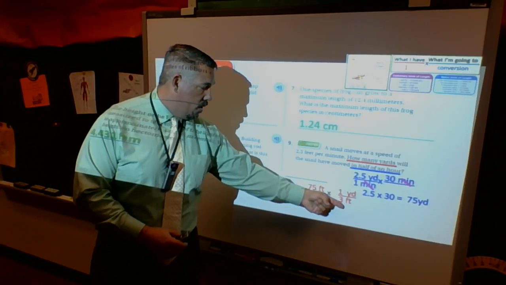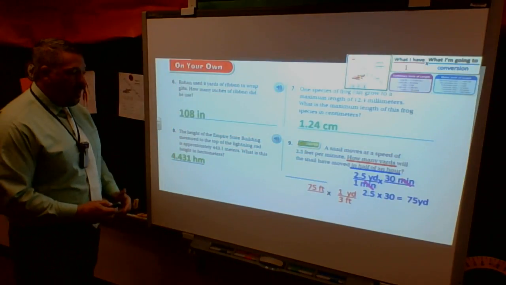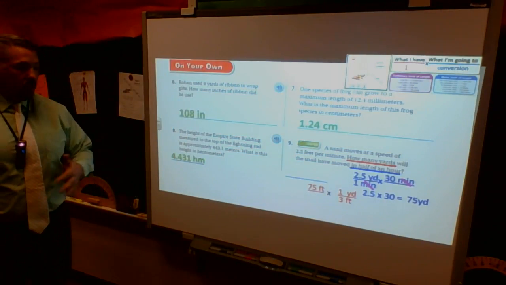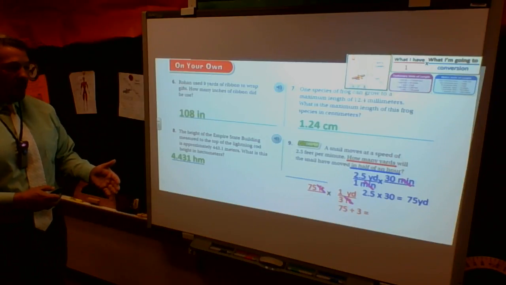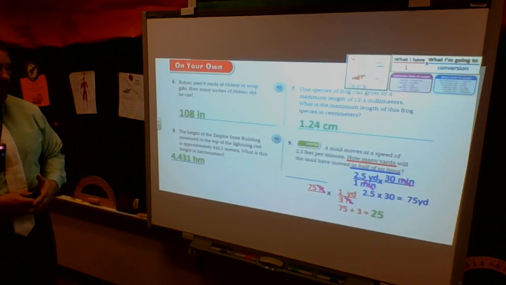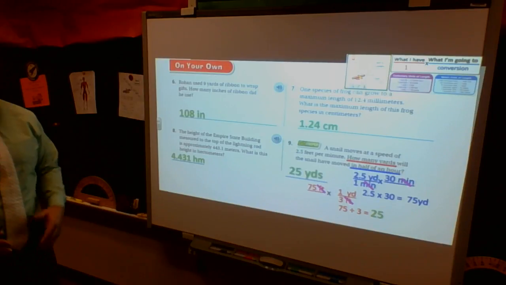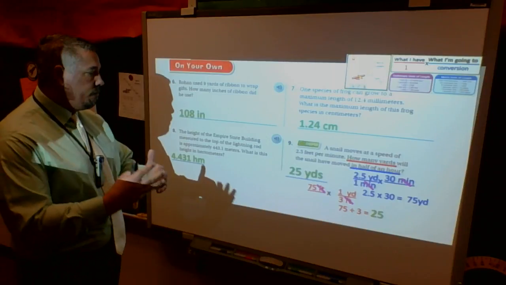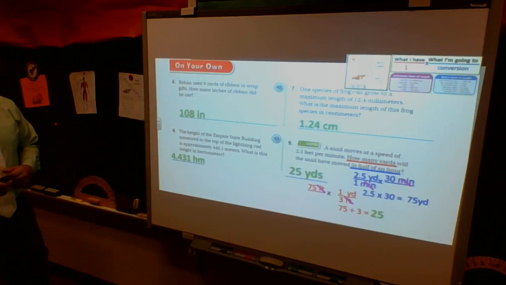So I have 1 yard divided by 3 feet, which allows me to cross-reduce my feet, and then I have 75 over 3. So I would just simply divide by my 3. 75 divided by 3 tells me that I actually went 25 yards. Sorry to have gotten that one wrong with my labels. It made it confusing, and I apologize.